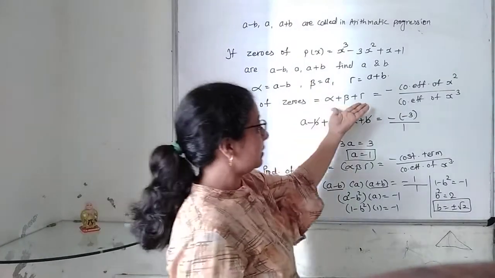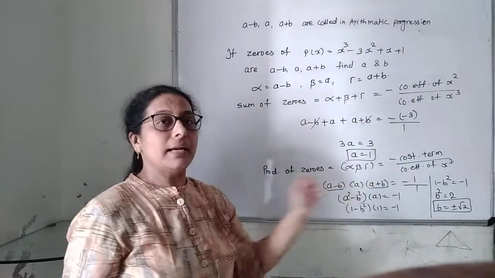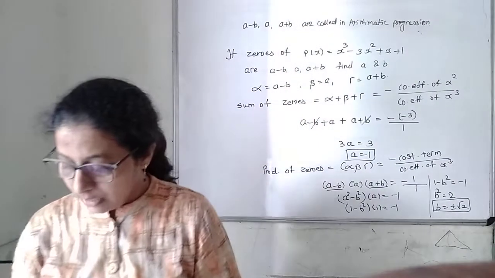Then sum of the zeros and product of the zeros की formula को use करके आप a and b की value find कर सकते हो. That is the method.